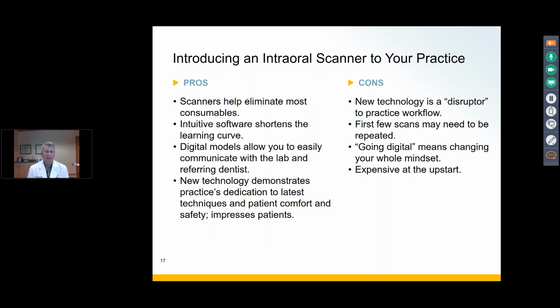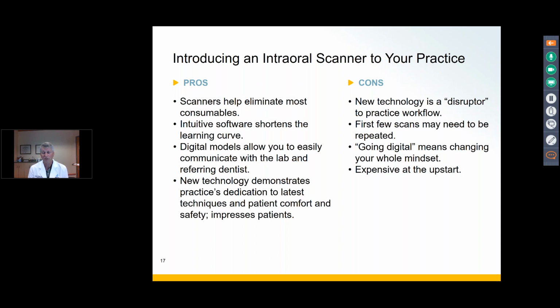So developing a relationship with a digital scanner has its pros and cons. So let's work down the pros list, and I'll help explain. Scanners help eliminate most of your consumables. These are all the things, of course, materials and things you throw away, disposables, and these are things you have to pay for on a regular basis every month. So with a scanner, of course, you can eliminate a lot of that.